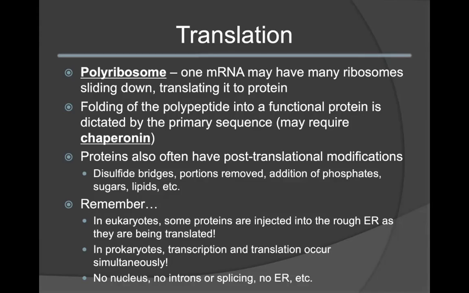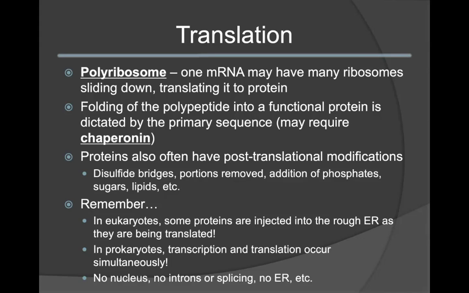The overall process of translation is a complex process. Once an RNA transcript is created, you can have the formation of polyribosomes that occur when many ribosomes attach on to the same RNA molecule. This can lead to the formation of many proteins at the same time.